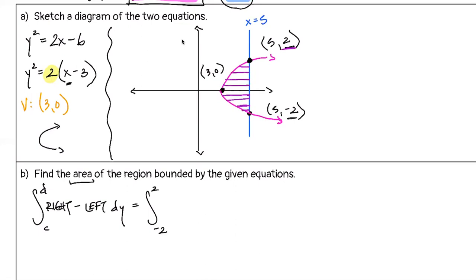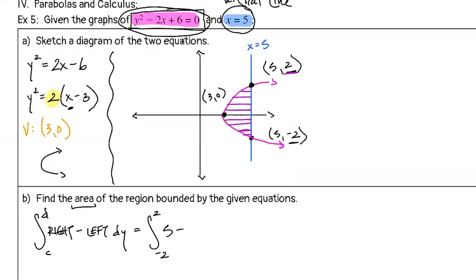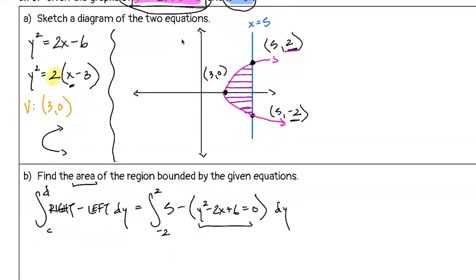The right curve is the blue curve, so that's just going to be 5 is the equation, minus the pink curve, okay? Now this pink curve right now, an equation that we have for it looks like this. So for right now, I'm just going to put in that whole thing: y squared minus 2x plus 6 equals 0. And then we have dy, okay? So all of this represents the right curve.